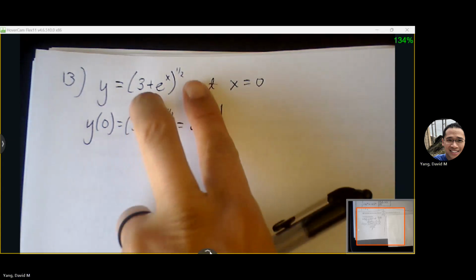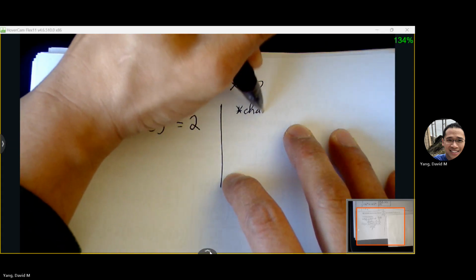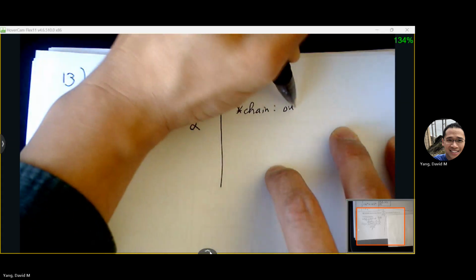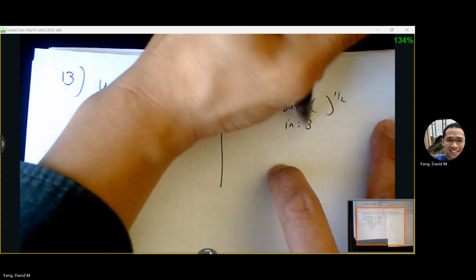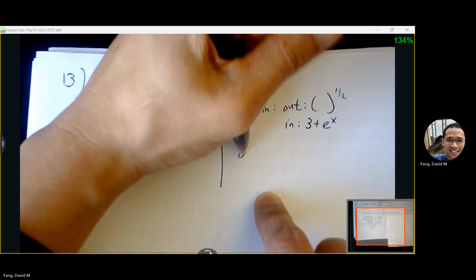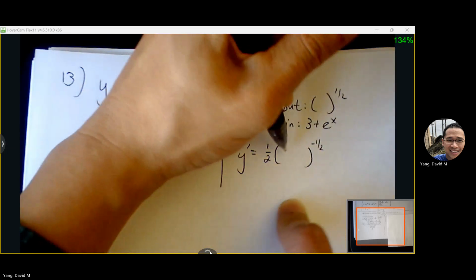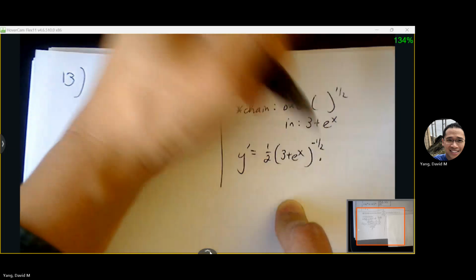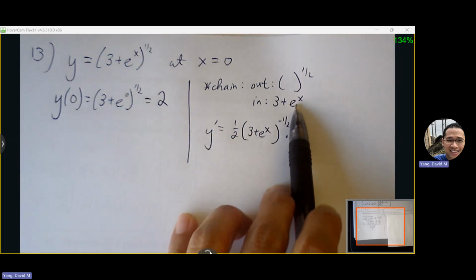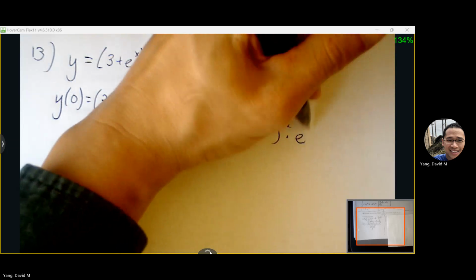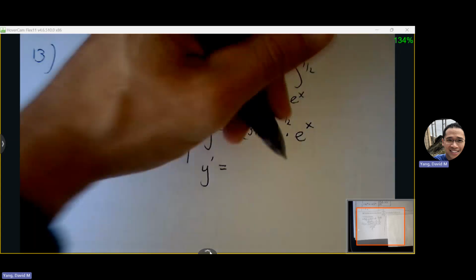Derivative, inside, outside, we have to go through chain rule. Inside's derivative, 3 goes away, e to the x is just e to the x. Do some cleanup, and then plug in 0 to find the slope.